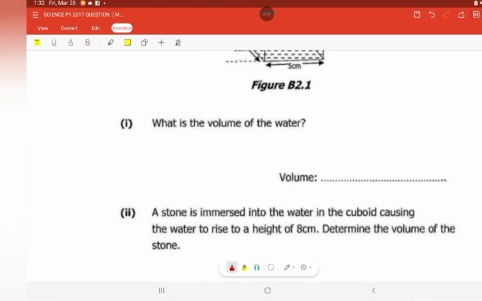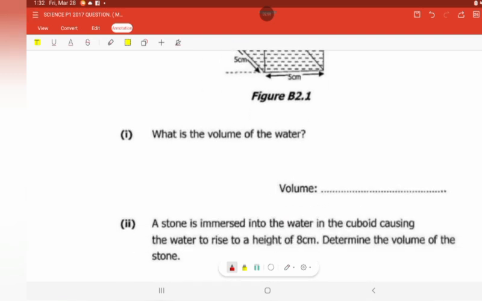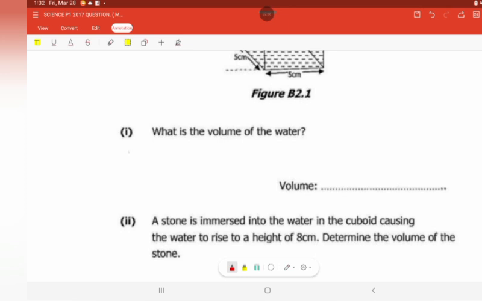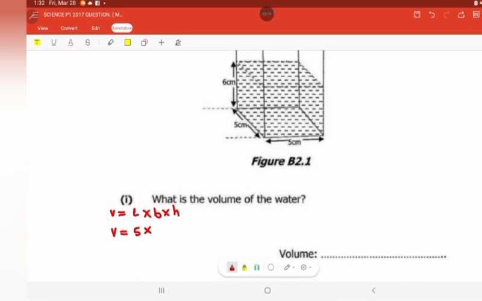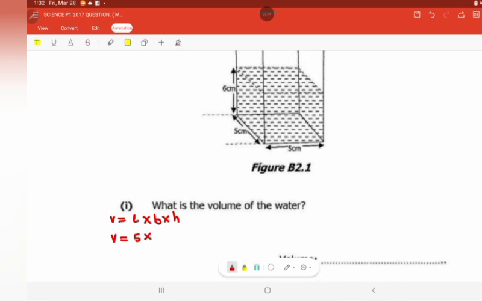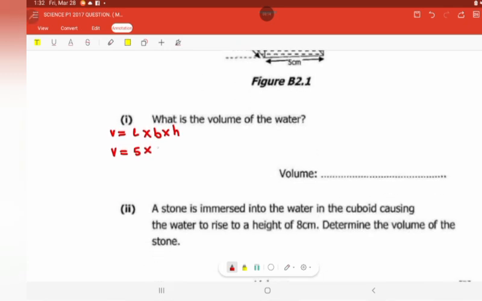For us to find this one, we're going to use the formula for the volume, which is length times breadth times height. As you can see, it is in centimeters. So volume is equal to length times the breadth times the height. Our length is 5. What is our breadth? Our breadth there is 5 as well.